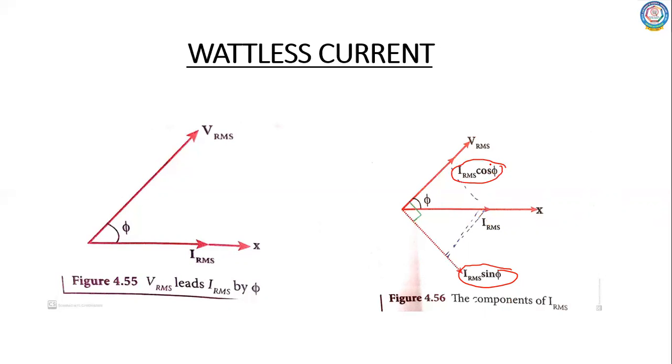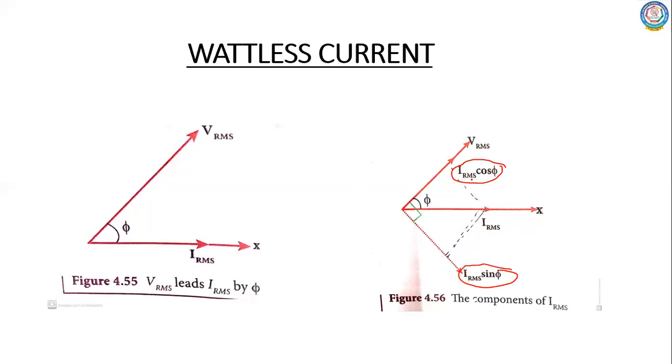Whenever you resolve a vector, you resolve along horizontally and vertically. Here, this is considered to be cos phi because it is adjacent to the angle phi. Whichever component is adjacent to the phase angle, you take that value as IRMS cos phi, since the phasor is current. And perpendicular to this, we have IRMS sin phi. So I am going to name these now as wattful current and wattless current. First let us take the component IRMS cos phi.